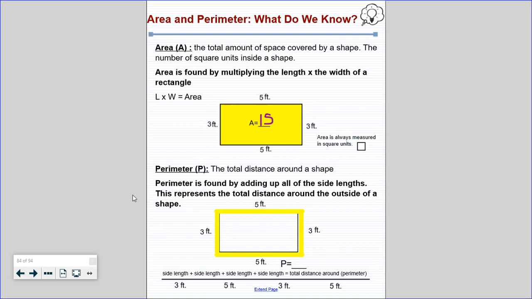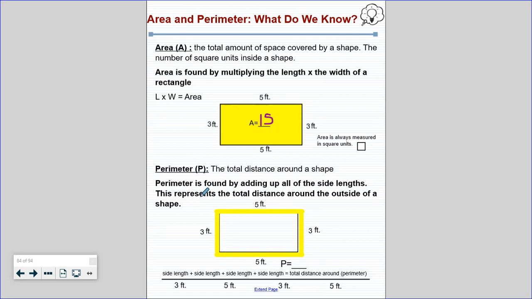Okay, now how about perimeter? The perimeter is different. It's the total distance around the shape. See these highlighted lines? You can trace it on your computer if it works. Hopefully it won't mess up your video. The perimeter is the distance around something, okay?